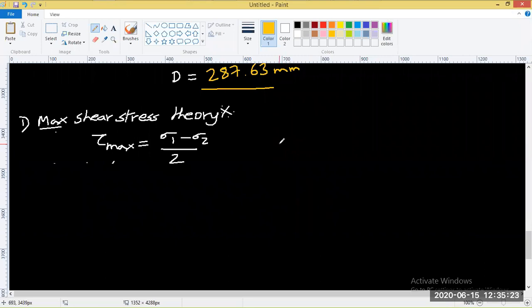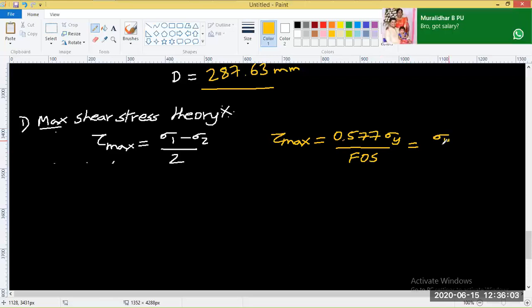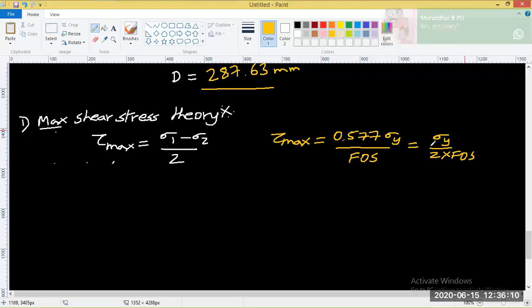Tau max contains another hidden formula. So tau max is also written, according to maximum shear stress theory, as 0.577 times the yield stress divided by factor of safety. Again, this is a standard value, which I showed you in the presentation also. Maximum shear stress is calculated as 0.577 times sigma y over factor of safety, or you can also say sigma y by 2 into factor of safety. You can also consider this as half of yield stress over factor of safety.